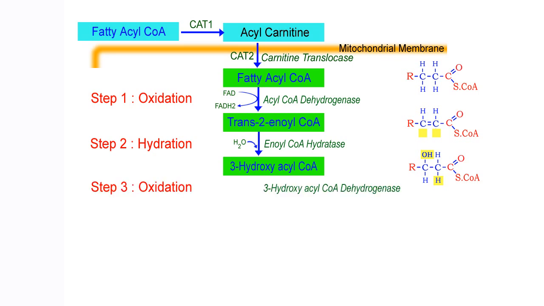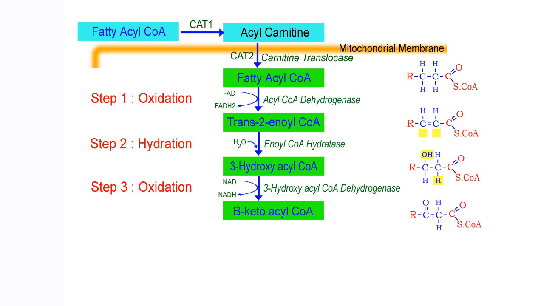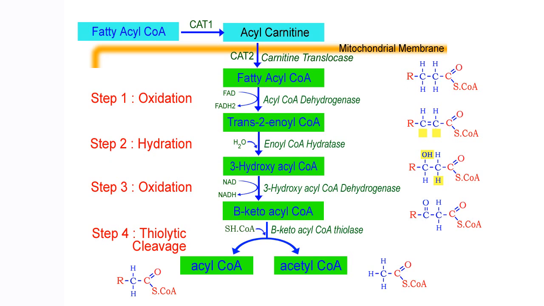In the third step, the enzyme 3-hydroxyacyl dehydrogenase again removes the hydrogens from the third carbon to form beta-ketoacyl coenzyme A. And in the process, a molecule of NADH is produced. The fourth and the last step is called thiolytic cleavage. In this step, the enzyme beta-ketoacyl coenzyme A thiolase cleaves the terminal 2-carbon acetyl coenzyme A group and forms a new acyl coenzyme A, which becomes 2 carbon atoms shorter.